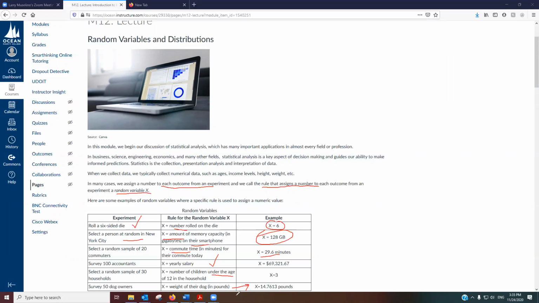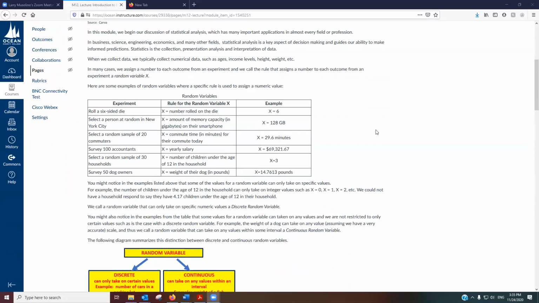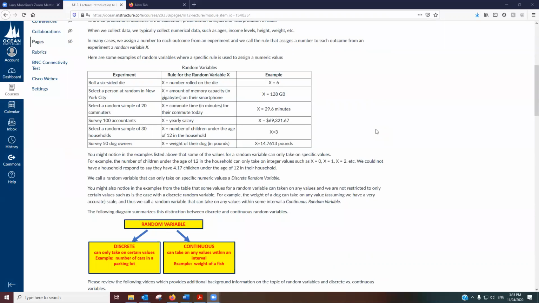Now, one thing you might notice is as we're looking at these numbers for X, some of these numbers can only take on specific values. For example, if I look at the number of children, X could be 3, X could be 4, but I can't have X equal 2.6. I can't have 2.6 kids in a household.